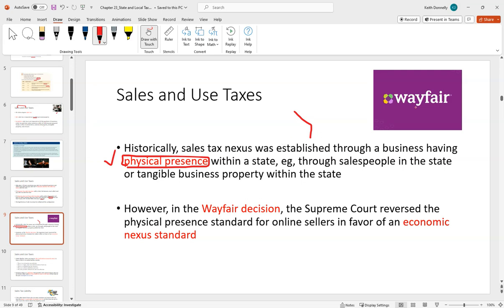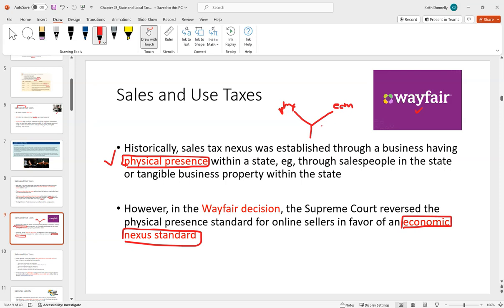In the Wayfair case, right? So Wayfair, that kind of online business that sells furniture and whatnot, they basically said, hey, in addition to this physical presence standard, we also are going to allow for something called economic nexus, right? So you can get it through physical and you can get it through economic, right?